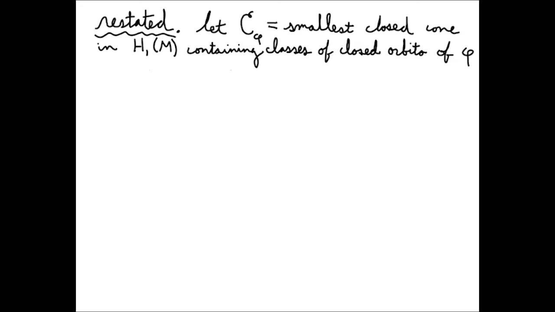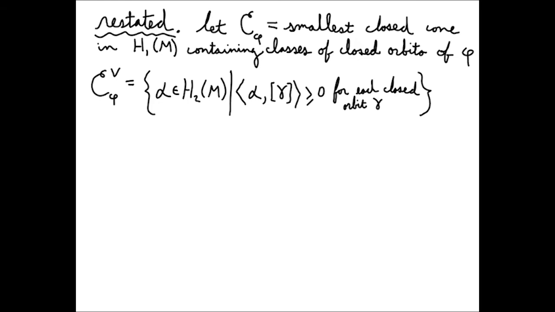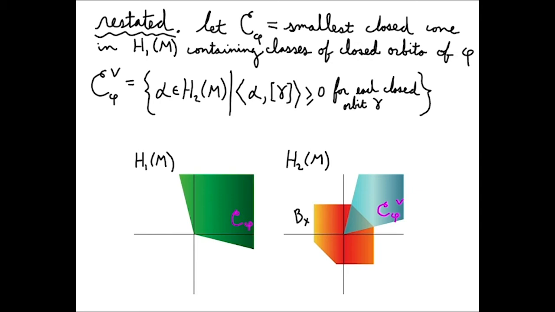If I let C sub phi be the smallest closed cone in first homology containing the homology classes of periodic orbits, I can define a dual cone, which is all the classes in H lower 2 that are non-negative on each closed orbit. And then I have the following picture.